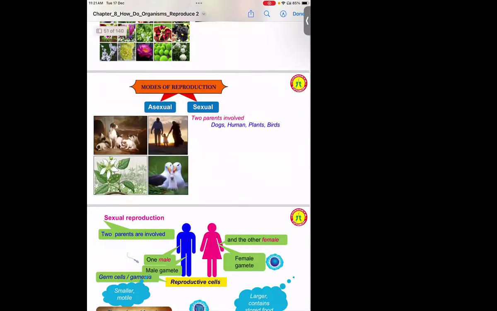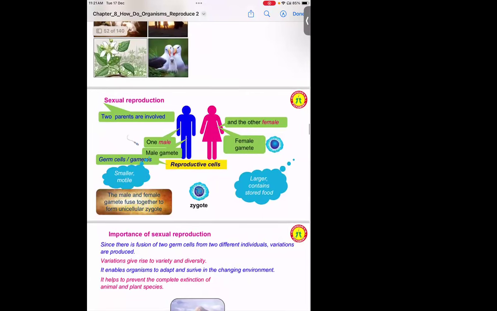Now, coming to the next part, which is sexual reproduction, where two parents will be involved. Like in humans also, we undergo the sexual reproduction process. So two parents will be involved. One will be the male, the other will be the female.